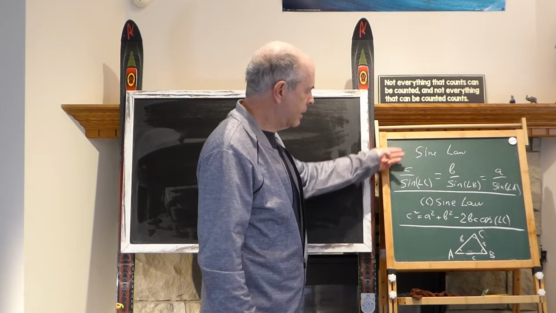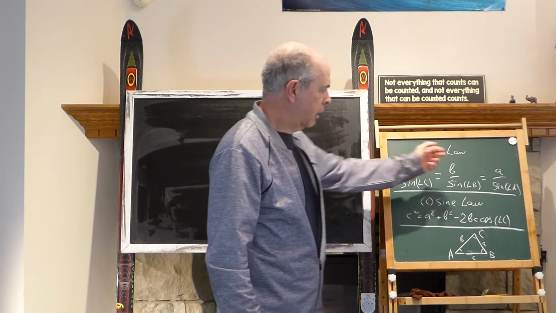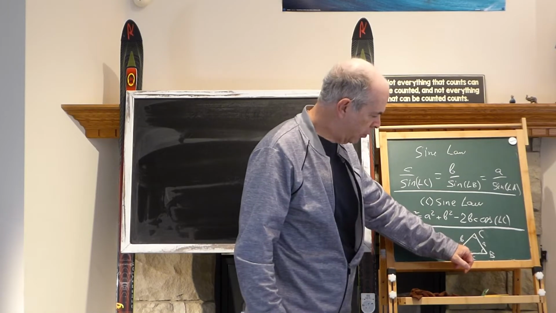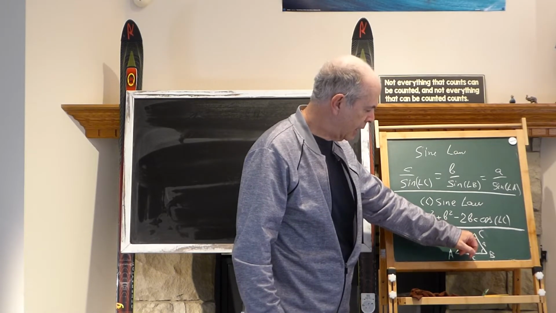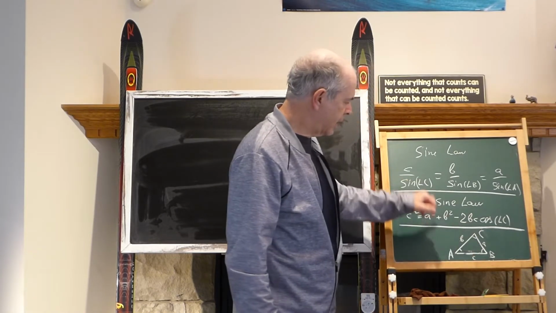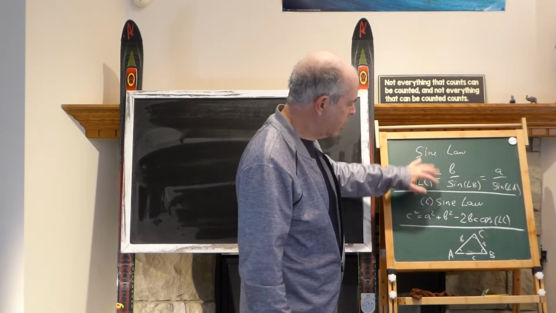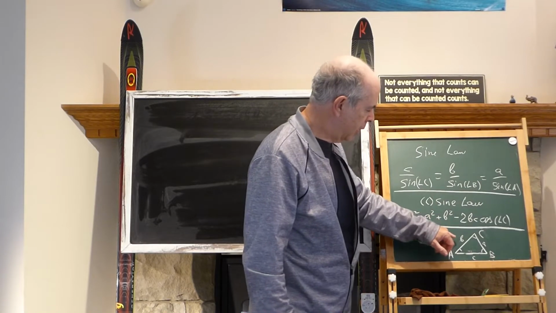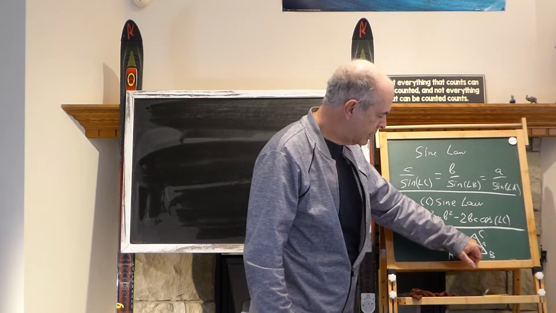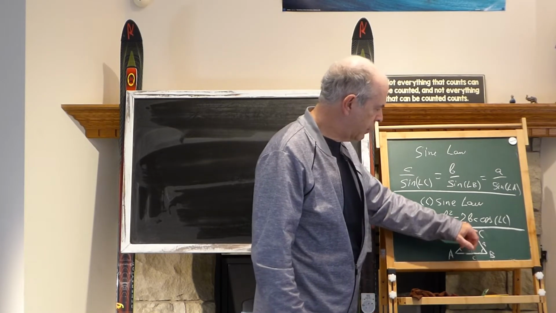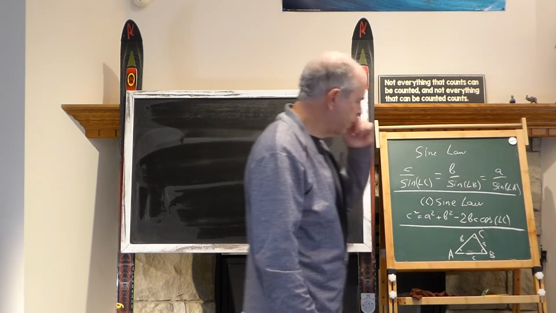We can say that there is the sine law, and it just lists the ratio of the side against the sine of the opposite angle. And those ratios are the same. So B over this sine, A over this sine, and C over this sine, they're all the same.